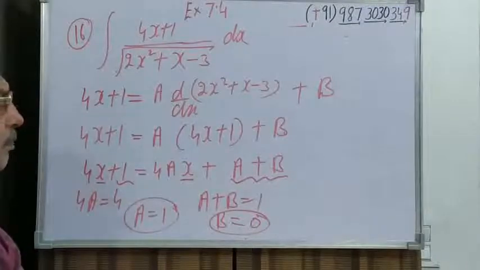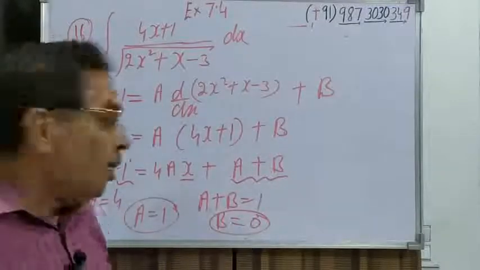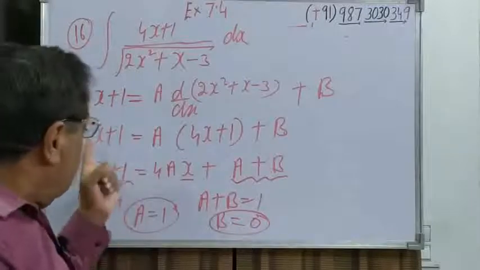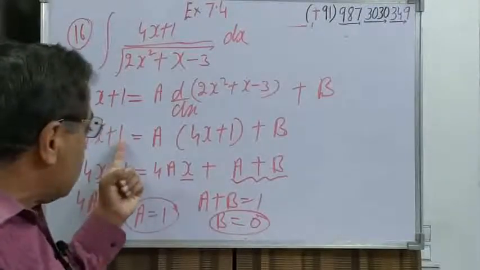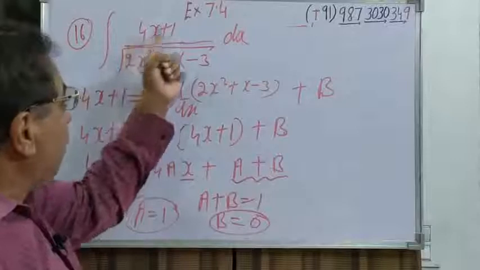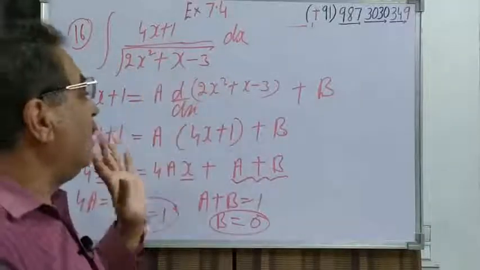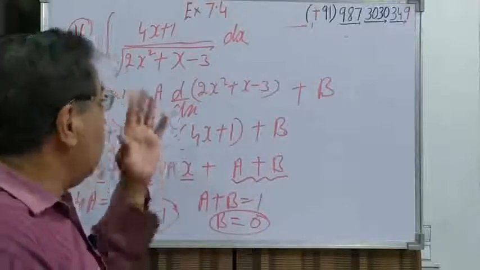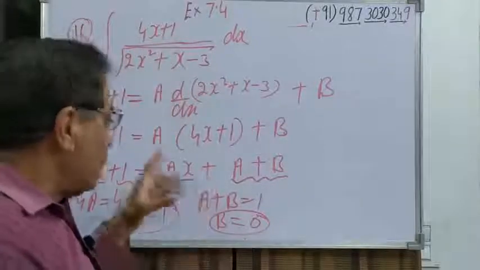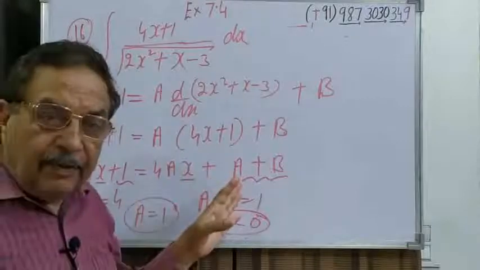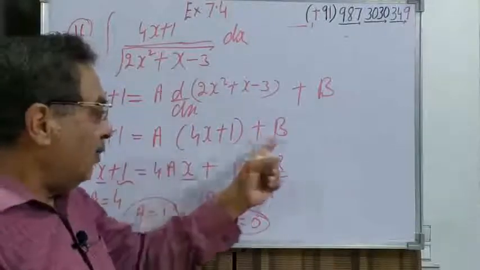Now, what are we able to do? We have done the linear factor 4x plus 1. The linear factor 4x plus 1 has been converted into the derivative of the denominator. Luckily it was already the denominator, but still we have got the values for a and b. A is 1 and b is 0.